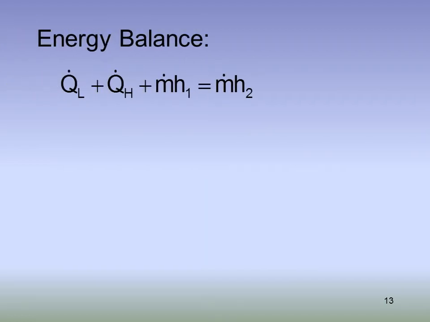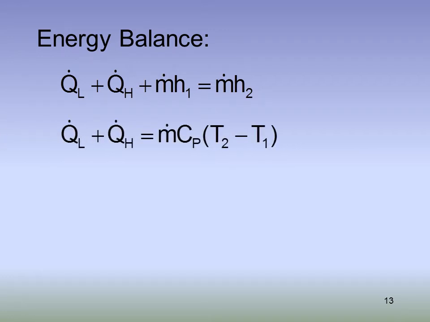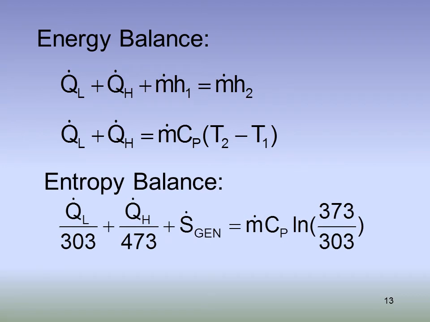For the energy balance, QL plus QH plus the mass times H in equals the mass times H out, so the two heats coming in plus the mass times H in equals the mass times H out. Since we have an ideal gas, we'll treat air as an ideal gas, then we'll substitute Cp delta T for delta H. Then we'll do our entropy balance. QL over T plus QH over T plus S generated equals mass times Cp ln of T2 over T1. We're assuming that the pressure is not changing.